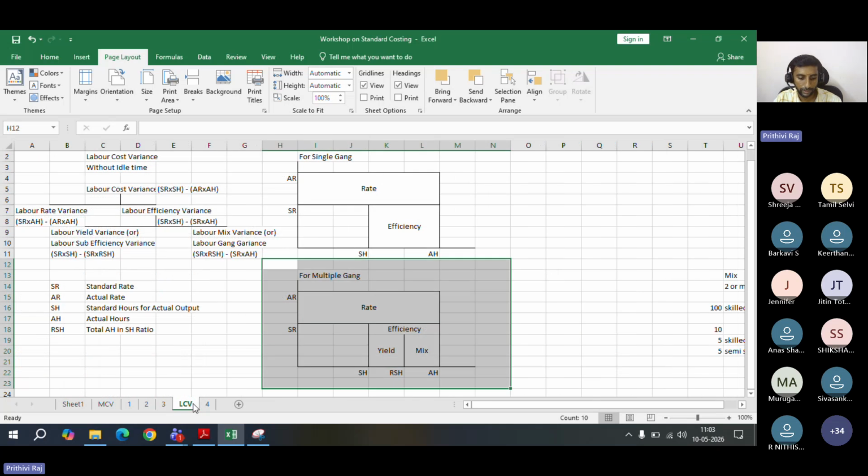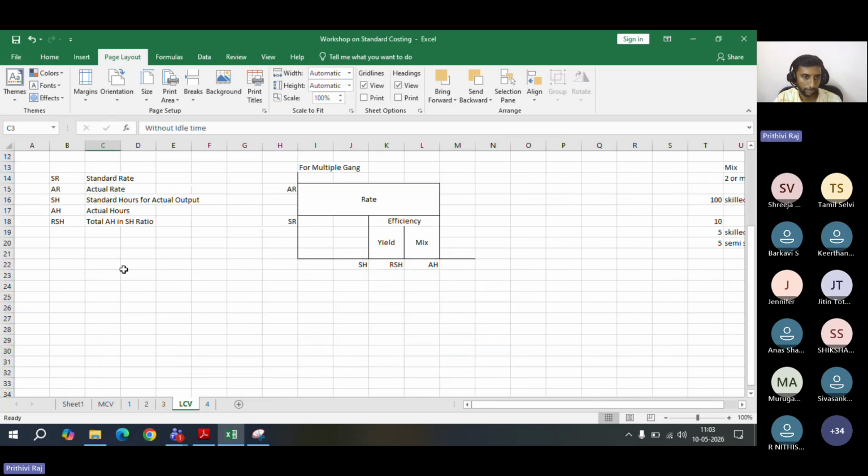I'll go to the same main sheet. So this we saw without idle time, right? Now we are going to see with idle time. What is meant by idle time? You want to understand the definition. We are not machines, we are human beings. So we need some time to relax, or there will be some machine breakdown where we don't work. That is called idle time.